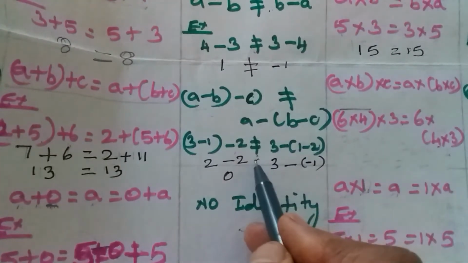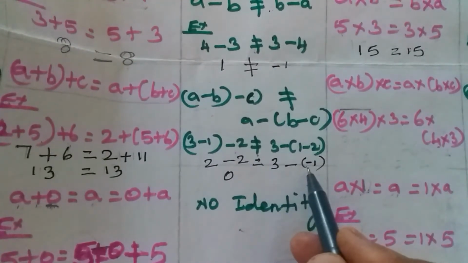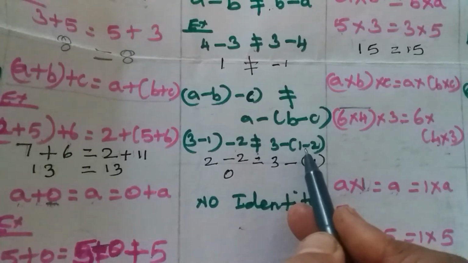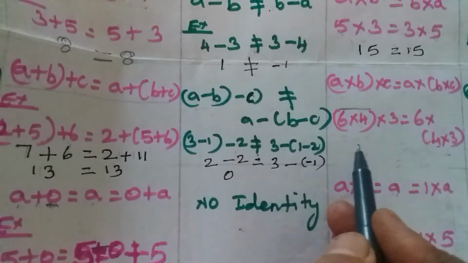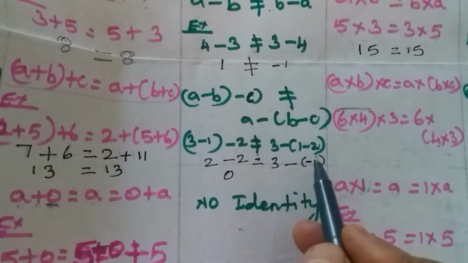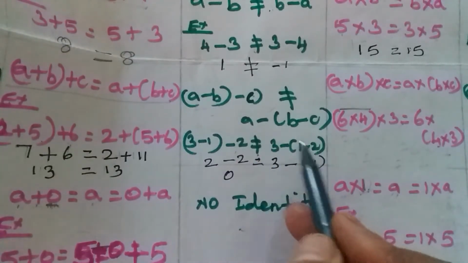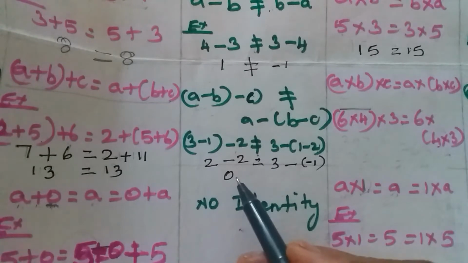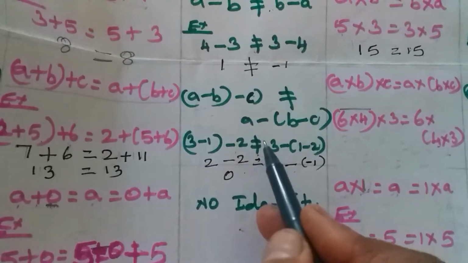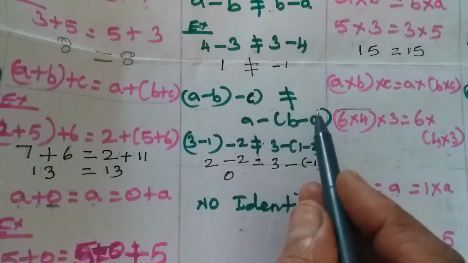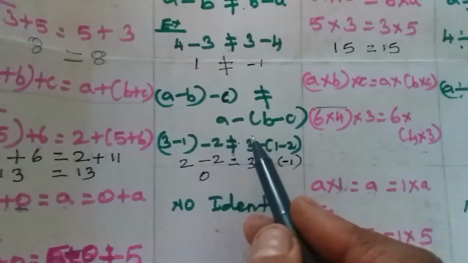Later we will come to multiplication of integers and all. For the present, you just learn that from 1 we cannot cut 2. So subtraction is not possible here with whole numbers. So we cannot subtract on the right hand side, but the left hand side answer is 0. Therefore both sides are not equal. Therefore associative property is not true for subtraction.